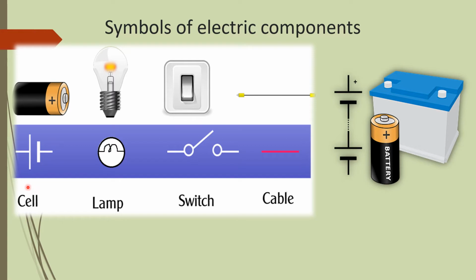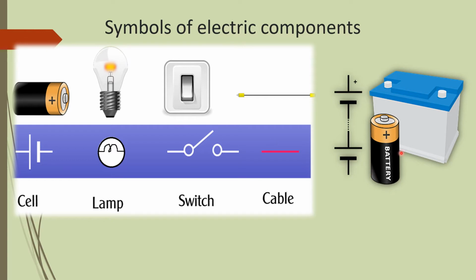So for cell, the symbol is like this. Here you can see a big thin line and a small thick line. The thin line represents the positive terminal and the thick line represents the negative terminal. Then this symbol represents the bulb. This is the switch, and when this line is like this, it is in the off position, and when this line is connected to these two dots straight, then it is in the on position. Wire or cable you can represent with a single line. You can make this single line of any color.